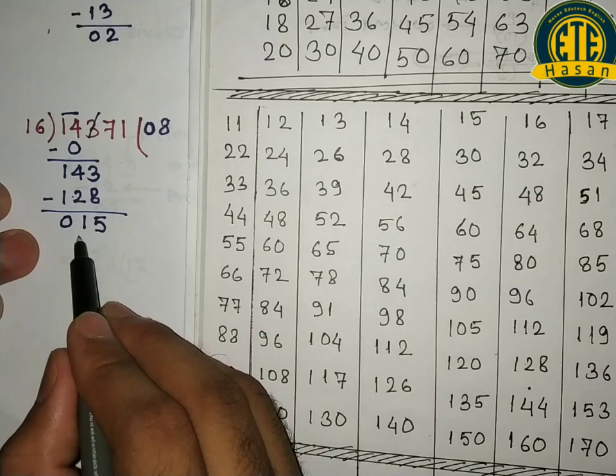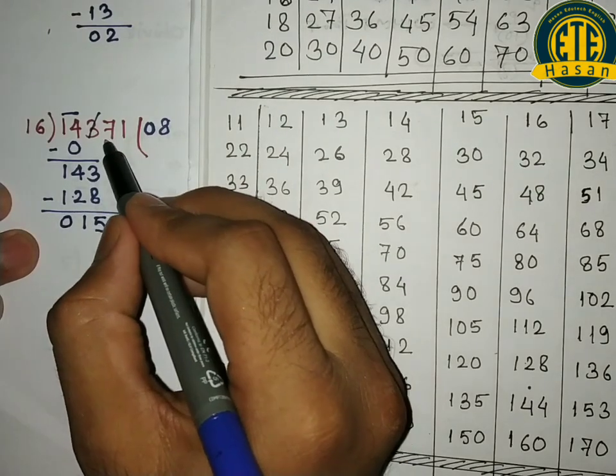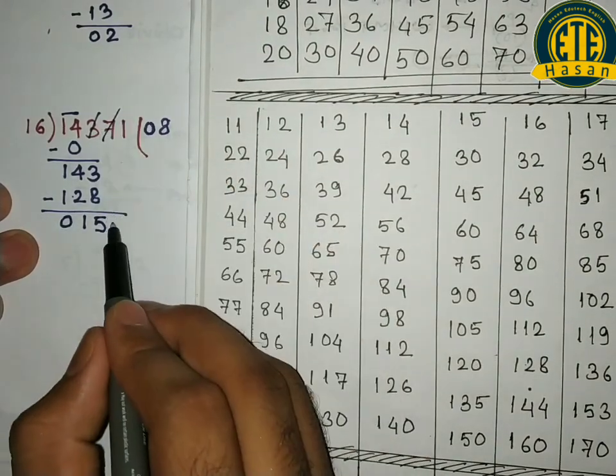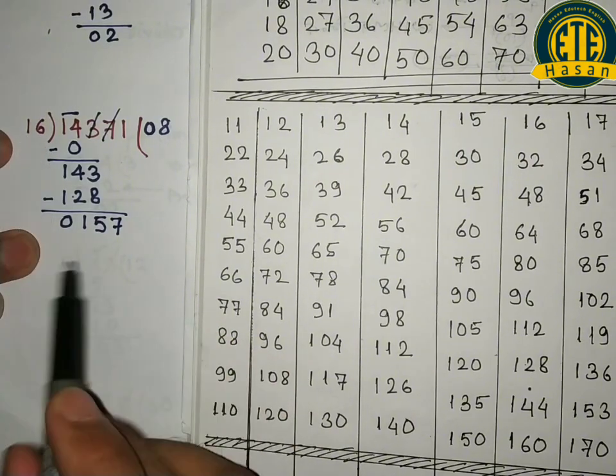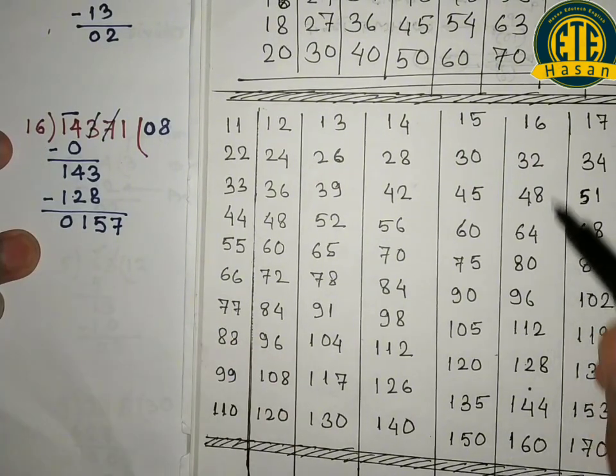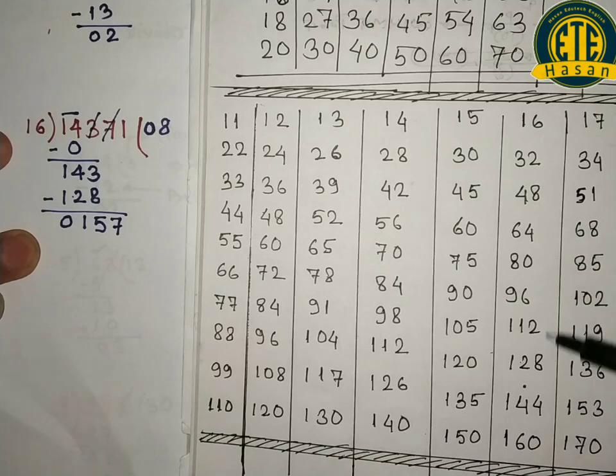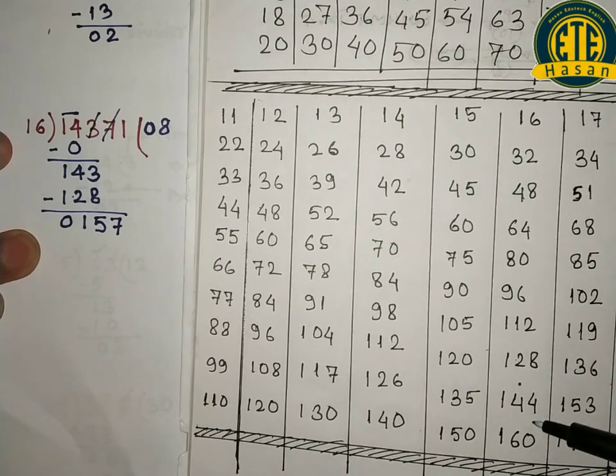After subtracting we have to write down our next number. Next number is 7 here. Write down 7 here. Now count 16 up to 157. Here is the table of 16. 157, 160, 144.